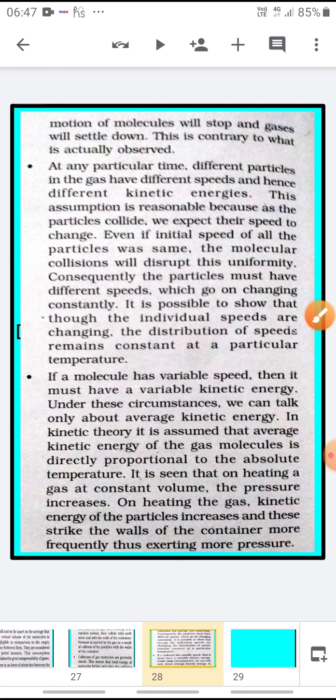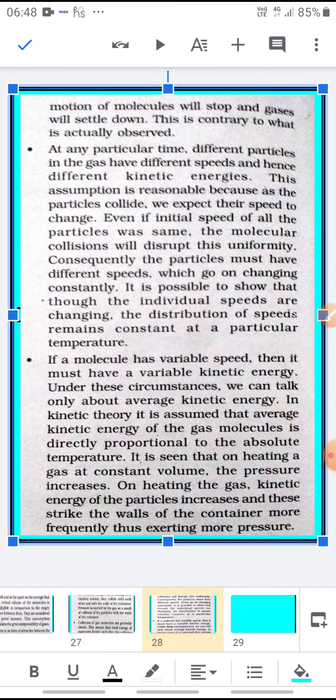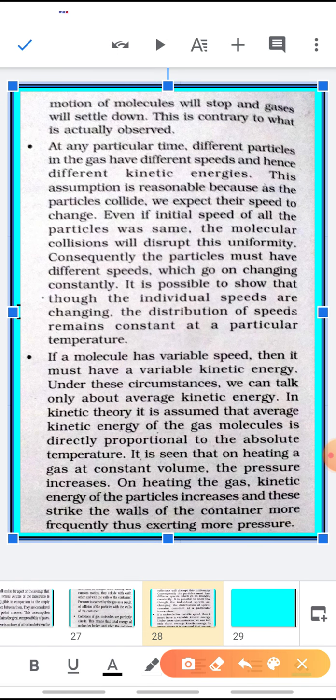Even if the initial speed of the particles were the same, the molecular collision will disrupt this uniformity, and as a consequence, the particles must have different speeds, which go on changing constantly whenever a collision takes place. It is possible to show that though the individual speeds are changing, the distribution of speed remains constant at a particular temperature.